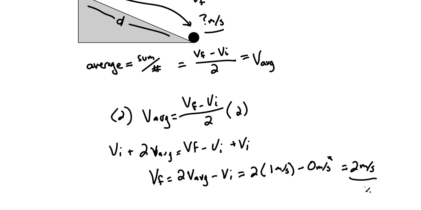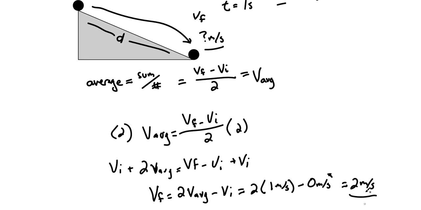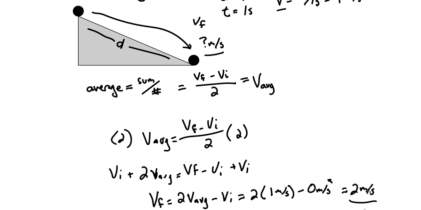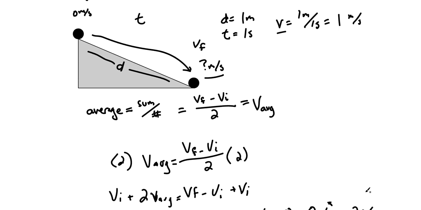Instantaneous velocity is often very difficult to record. You have to actually calculate it most of the time, whereas average velocity is simple if you have distance and time.